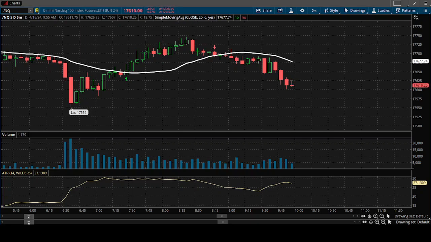A move to be invalidated needs to take out a previous swing high. Okay. Even if this came all the way up here, it could put in a lower high and then still come down. So get familiar, get comfortable with risk and with not having such a tight stop. Okay.